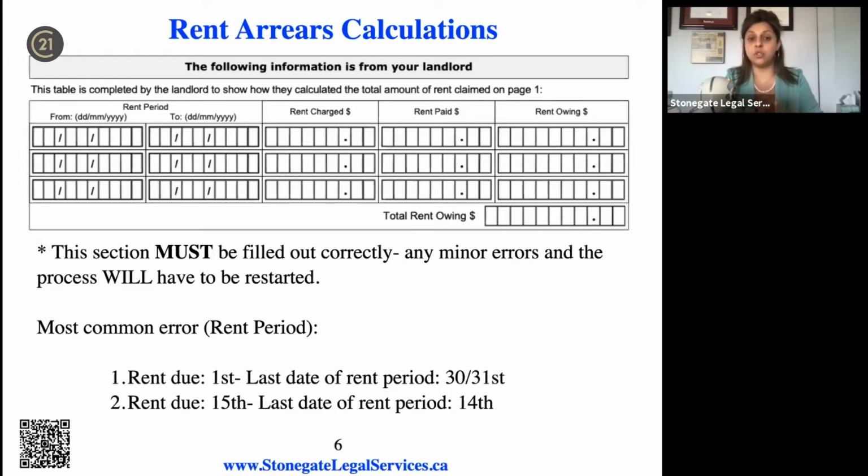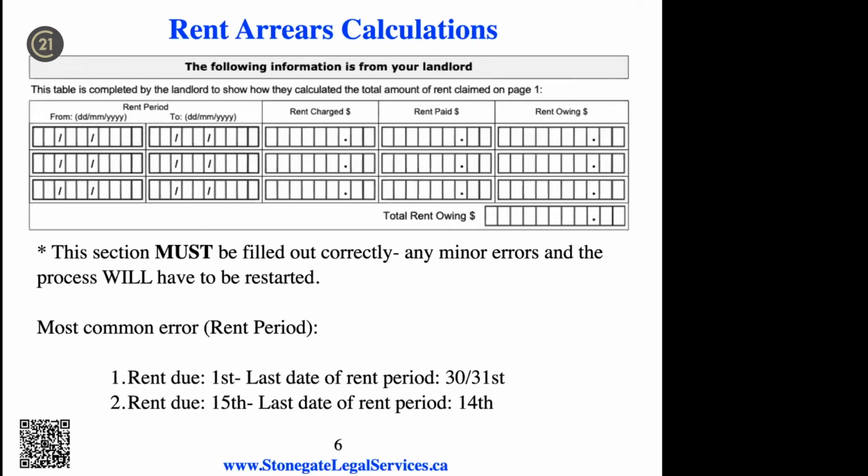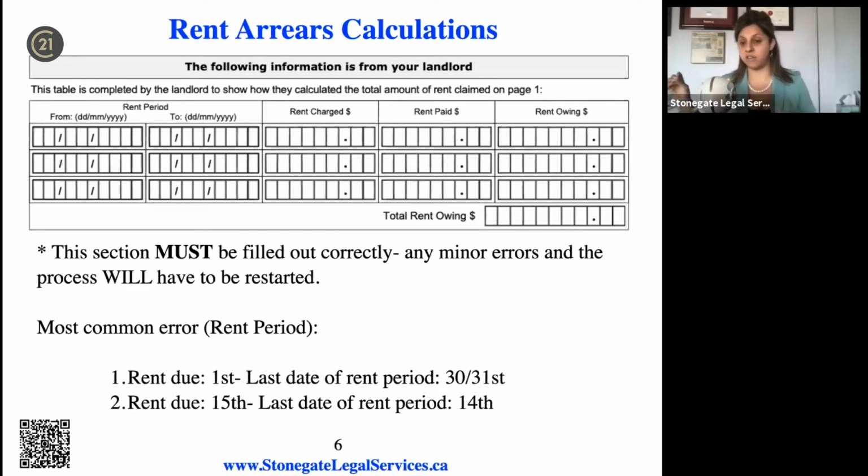So if the rent is due, again, on the 1st of the month, the last day of the rental period is the last day of the month. So if it's due on the 1st, the last day of the rental period is the 30th or 31st. If the rent is due on the 15th, then the last day of the rental period is the 14th. It's never the 1st to the 1st or the 15th to the 14th.